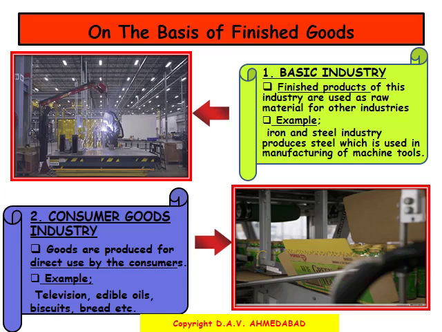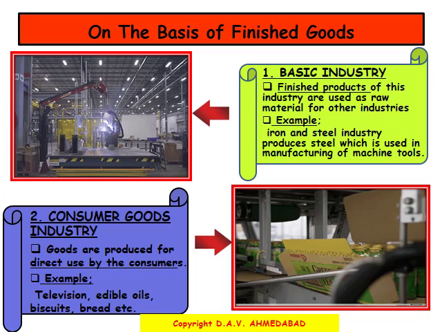For example, iron and steel industry produces steel, which is used in manufacturing of machine tools and other items which is made from iron and steel. Now you can see the image is given there of iron and steel industry.